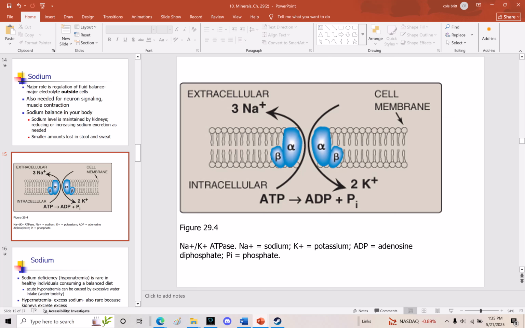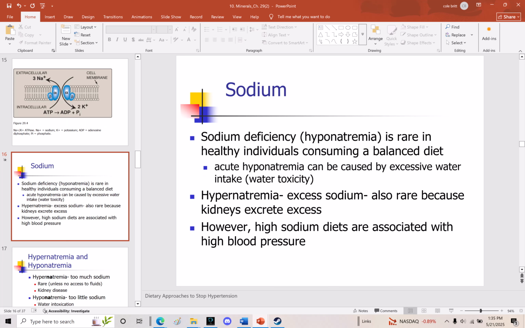All right, so in relation to the water balancing thing, if you have a sodium deficiency, which is extremely rare, especially in the United States, it can happen if you drink excessive water. So I should say it is rare unless you drink too much water.